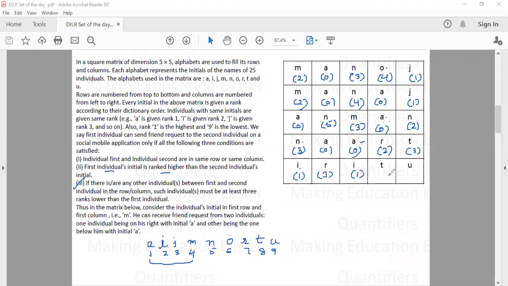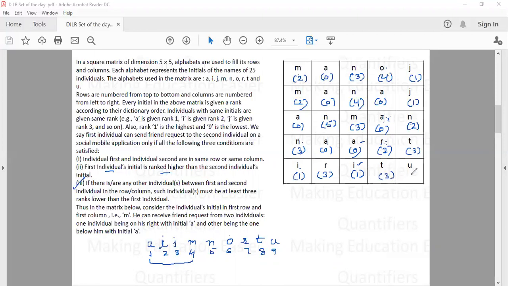Next we have T. So T can get the request from R. T can get the request from A, right? Because R is more than 3 ranks below A. So R and A, these are 2 people who can send the request to T. Also this I can send the request to T. So T will get the request from 3 people.